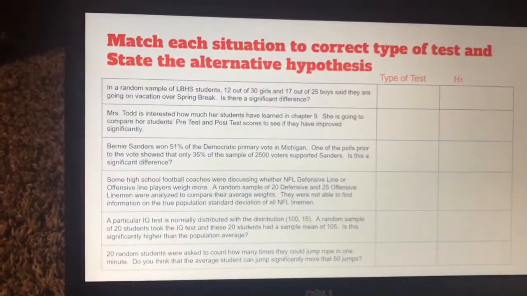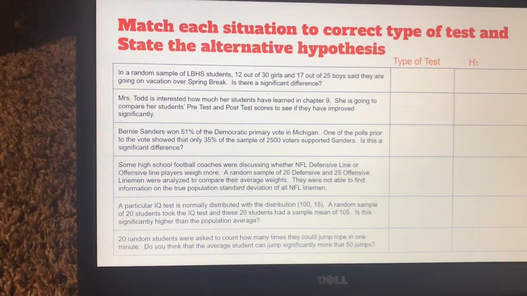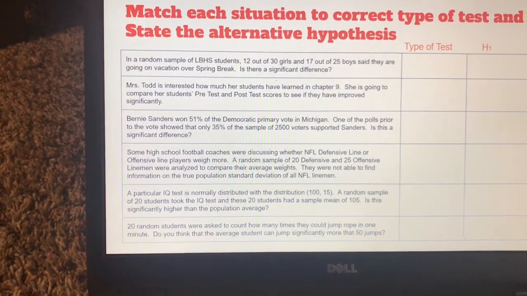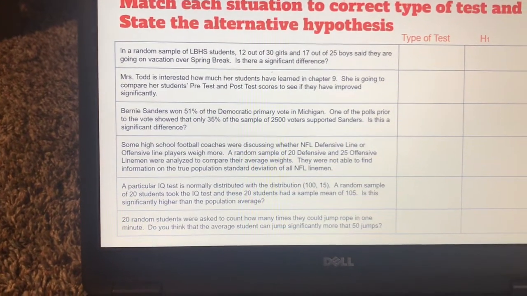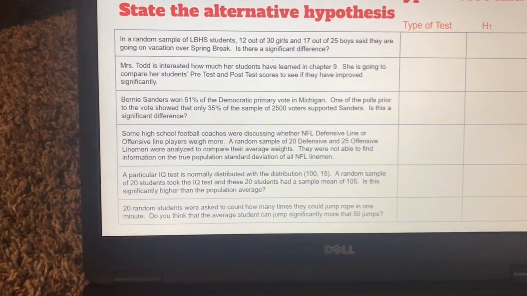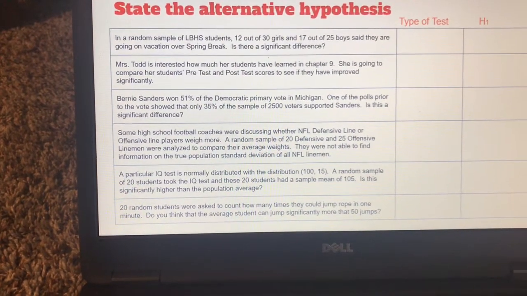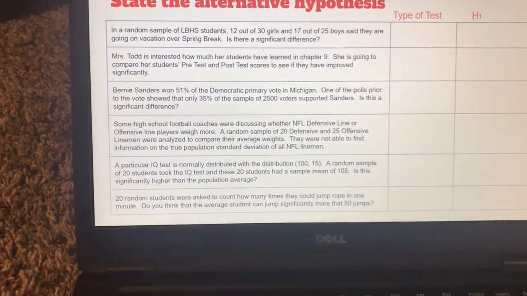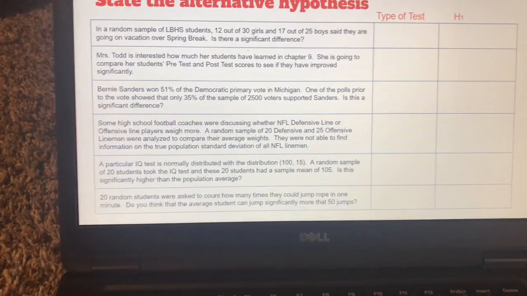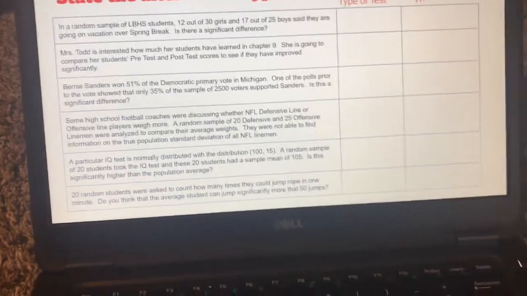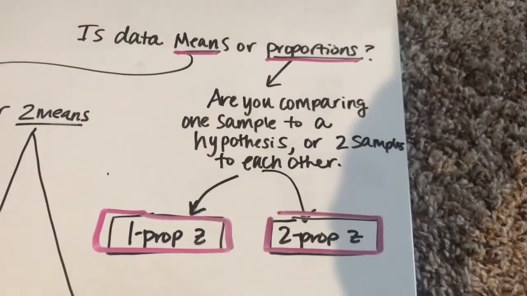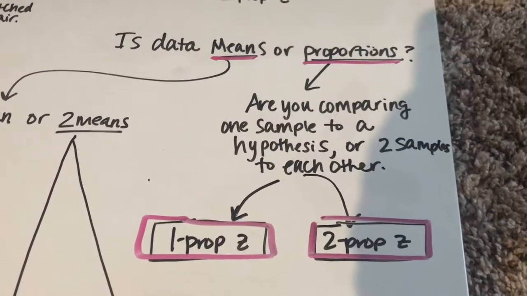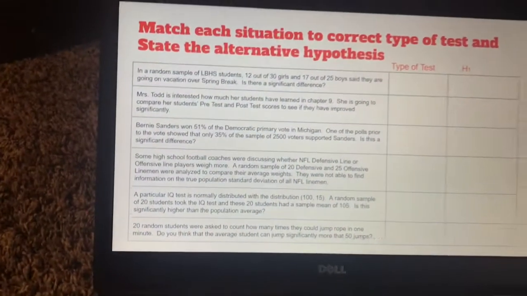Okay, number 3: Bernie Sanders won 51% of the Democratic primary in Michigan. That's an actual number. 51% is what really did happen. That's not a sample. But in a poll prior to that, 35% of a sample of 2,500 voters supported Sanders. Is this significantly different? So we have one sample, 35% of 2,500, and we're going to compare that to 51%. We're talking about proportions, and really this is an example of a one proportion test. We're comparing our proportion to what we thought it would be.